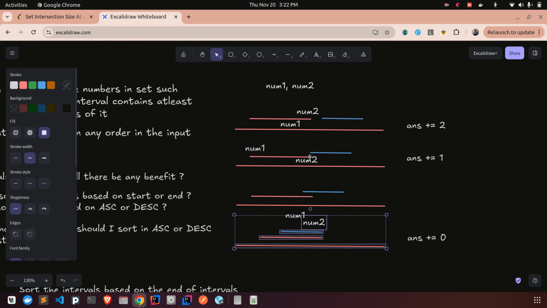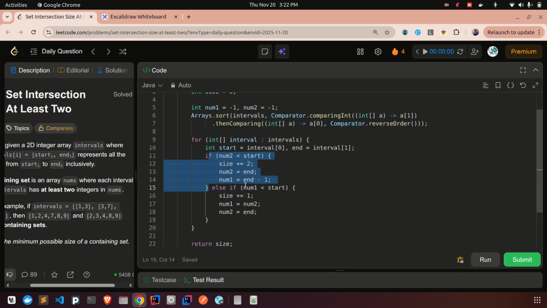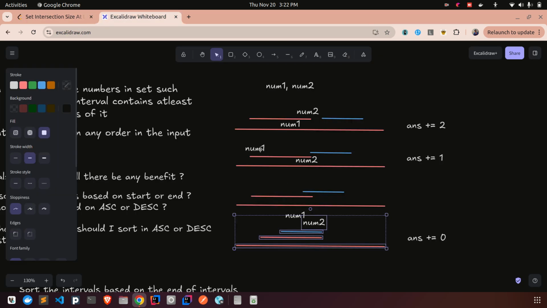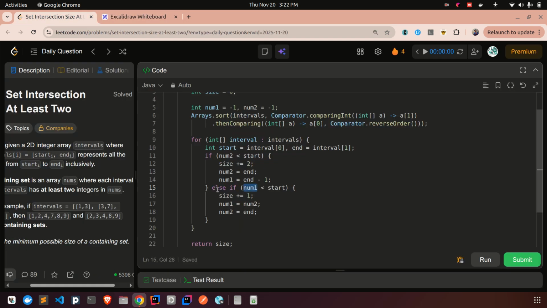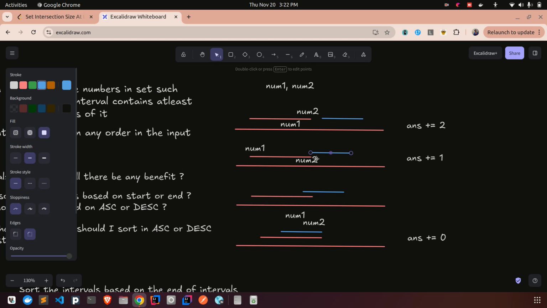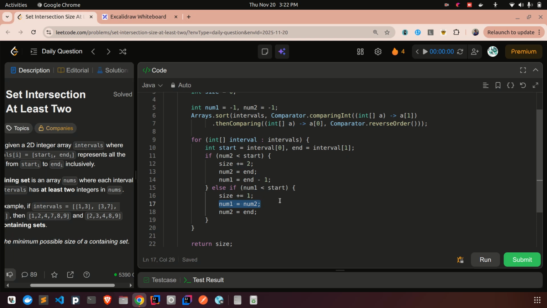Now if num1 is less than the start of the next interval, that means I have to include one more element in my result set, because num2 is already part of this interval. I should only include one more element. So my new num2 would be the end of the current interval, and num1 will be equal to the old num2. So this will be my num1 for this interval, and num2 would be the end of this interval.